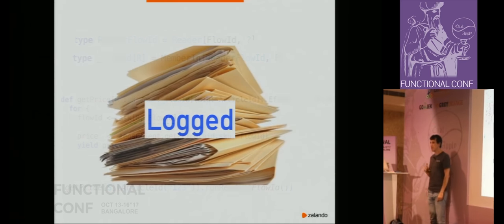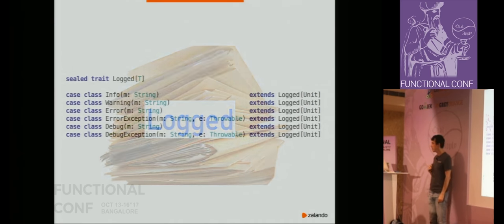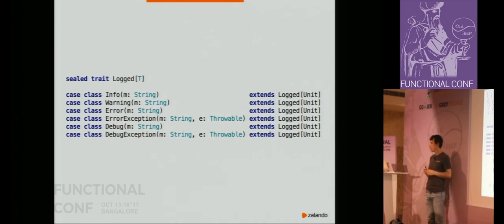So let's see another example, logging. So how do we do logging? We have an ADT for logging with all the different cases that we want, like info, warn, debug, error, and so on. And we can make this an effect.